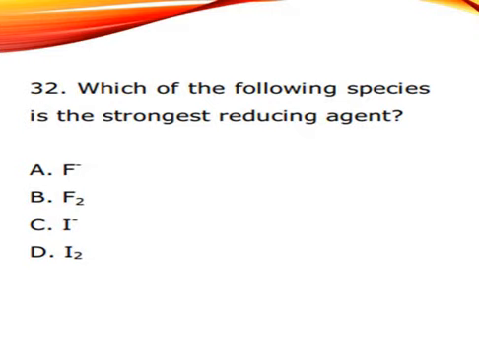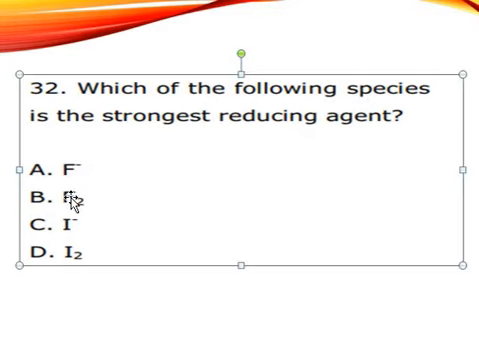Now, question 32 says, which of the following species is the strongest reducing agent? The answer to this question is the iodine ion, because it is one that readily gets oxidized. So your answer is C, the iodine anion.